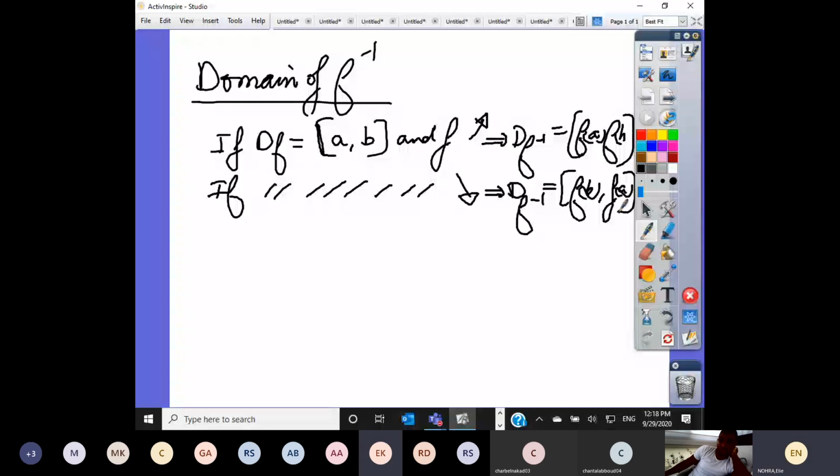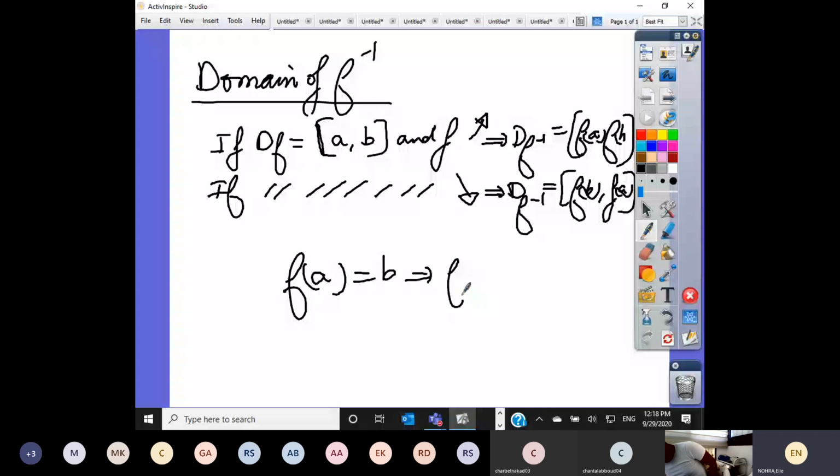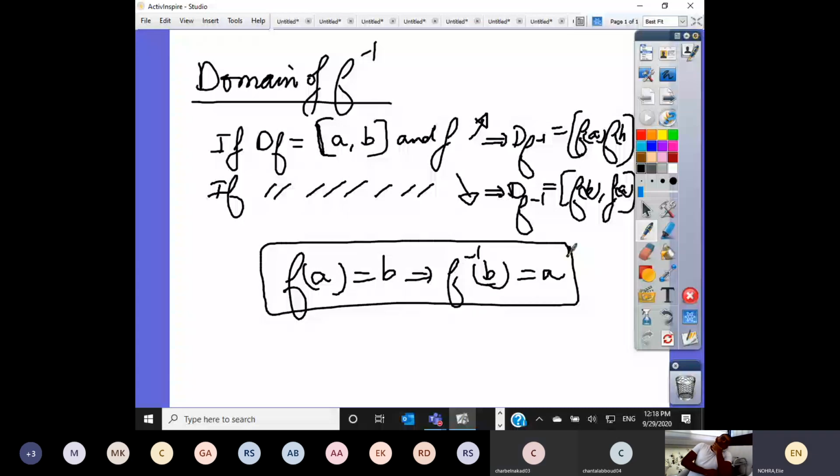Now, do you remember what we said? If f of a equals b, then f minus 1 of b equals a? That means, my friends, that x becomes y and y becomes x for f minus 1. Right? Right, sir. Very good.